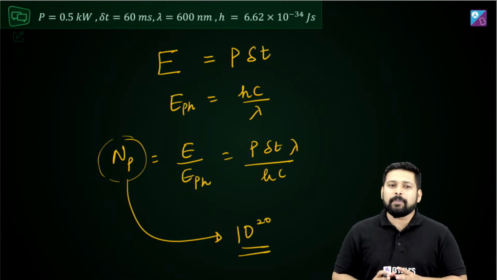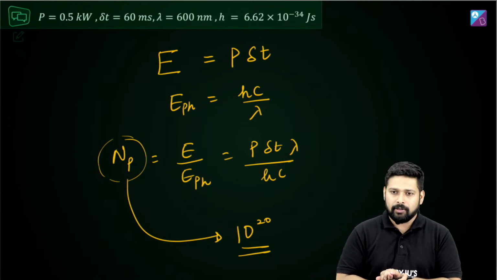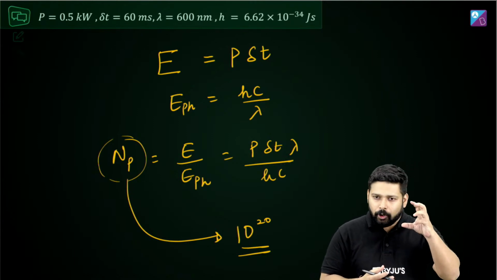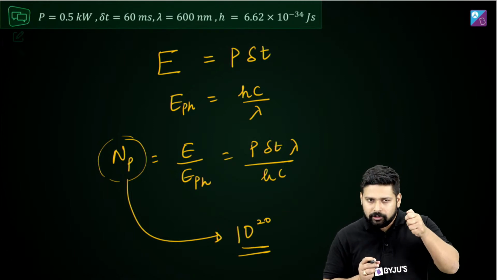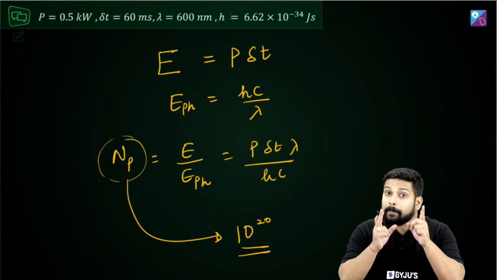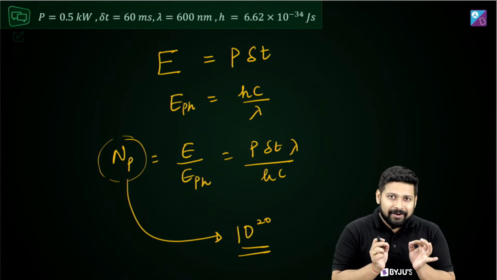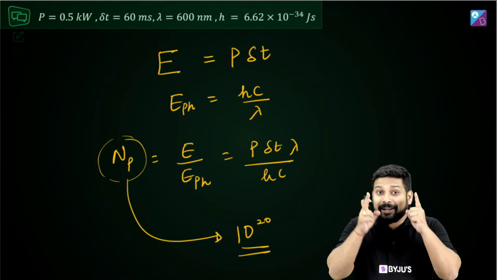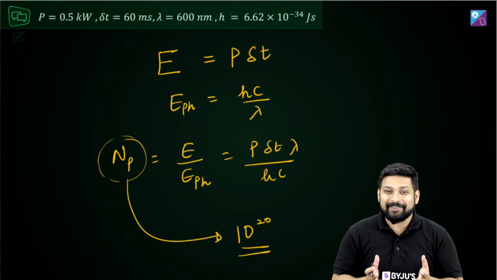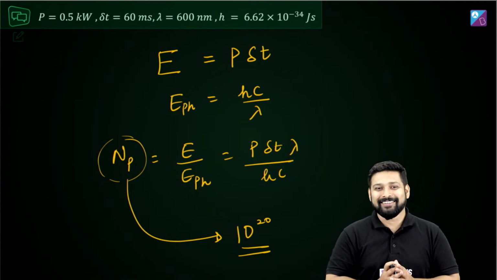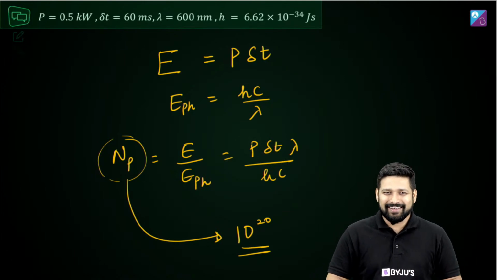Now see, understand the power of this formula. Actually what you have done: there is a torch and you are shining that torch for some amount of time. You know the power of the torch, the power of that bulb. And if you're shining it for some amount of time, you can actually calculate how many photons have come out. Just think how wonderful that is. That's the beauty of this question.